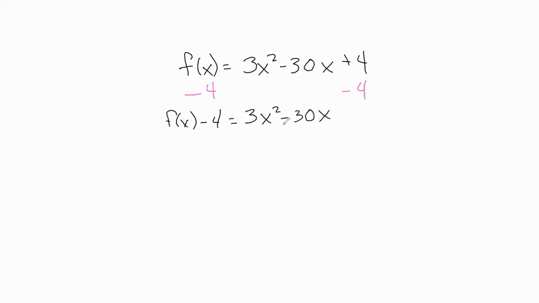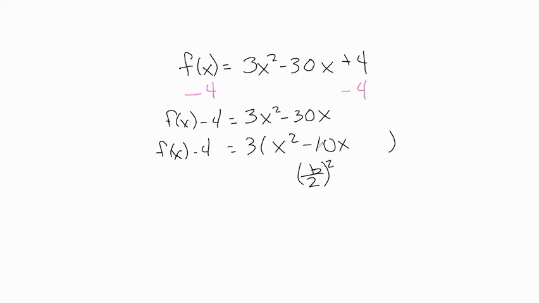So now that that's out of the way, I want to take this a value and factor it out. So I have 3 times x squared minus 10x. On the other side, I still have this f of x minus 4. So I'm looking for what number would complete this square. I'm looking for something to put inside of here. Again, I'm looking for this b value divided by 2, quantity squared.